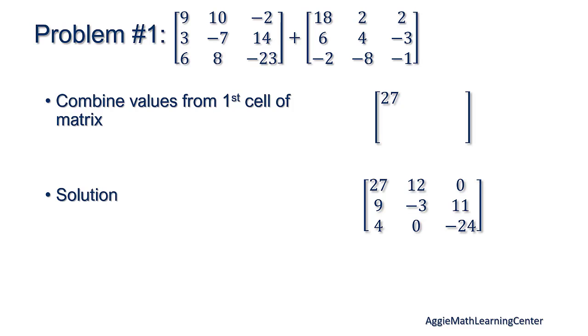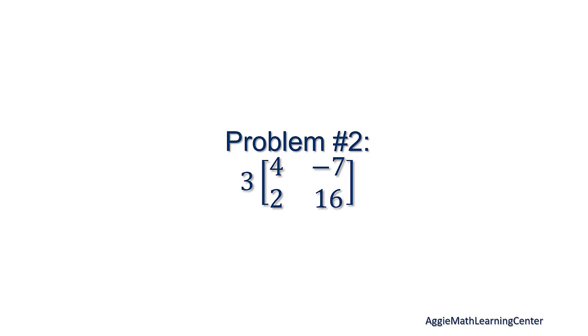This is our solution. If we were doing matrix subtraction instead of addition, this process would be the same, except we'd be subtracting the value from the second matrix from the first. We will now look at a problem that takes a matrix and multiplies it by a constant.